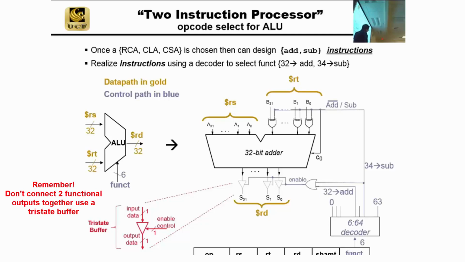Remember, always put in some tri-state buffer to enable exclusive control to write into that shared bit or shared channel or bus. Any questions? You had your hand up first.